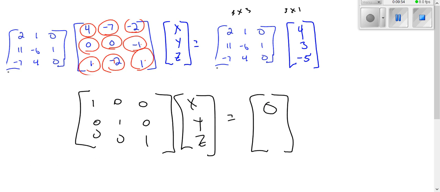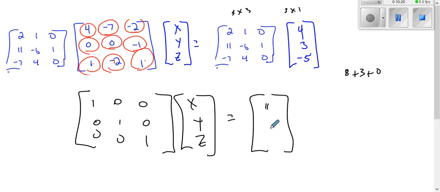So row 1, column 1 would be row 1 times column 1. So 2 times 4 is 8. 1 times 3 is 3. And 0 times negative 5 is 0. That'd be 11.